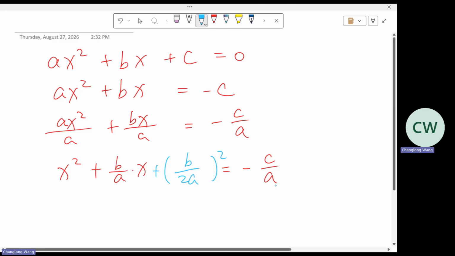Okay. Now you add the square of b over 2a, but make sure that you do the same thing on the other side.